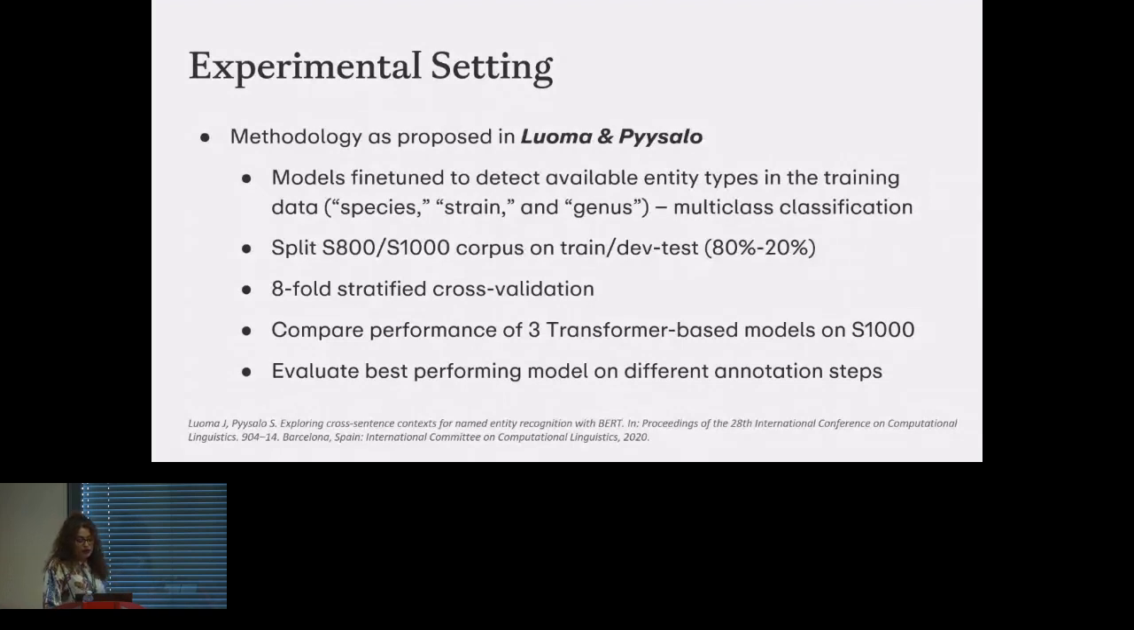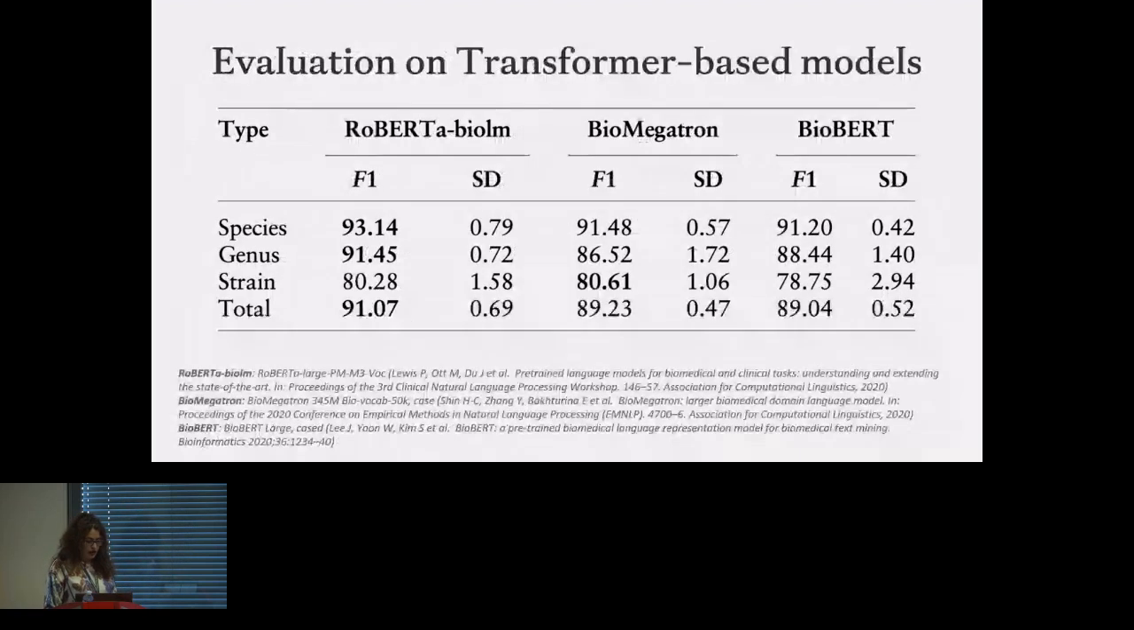Then we compared the performance of 3 transformer-based models on S1000 based on the results of the latest BioNLP SER task. We decided to take 3 models that were performing really well in named entity recognition and evaluate the best performing model in the end on the different annotation steps, to see how we are performing every time we change our annotations. So the first step, the evaluation on the 3 different transformer-based models: we used the Roberta BioLM, which is a specific Roberta large model, the BioMegatron model, you can see which specific models we used below, and the BioBERT large model.